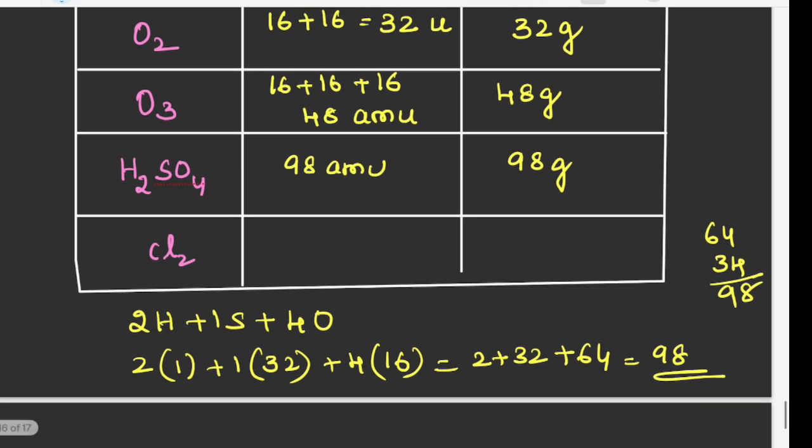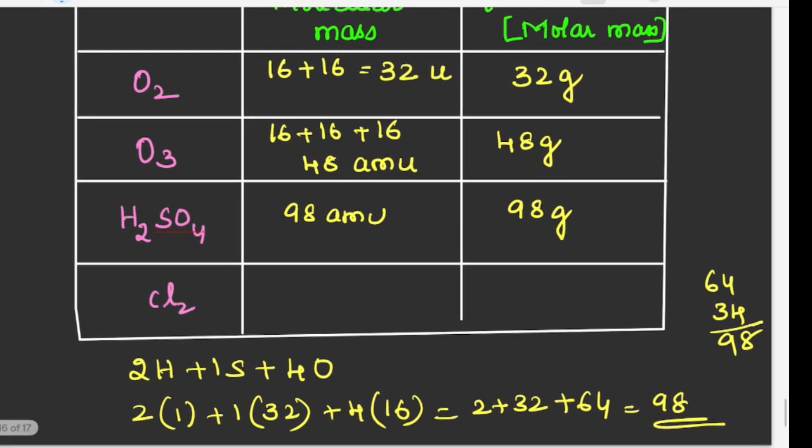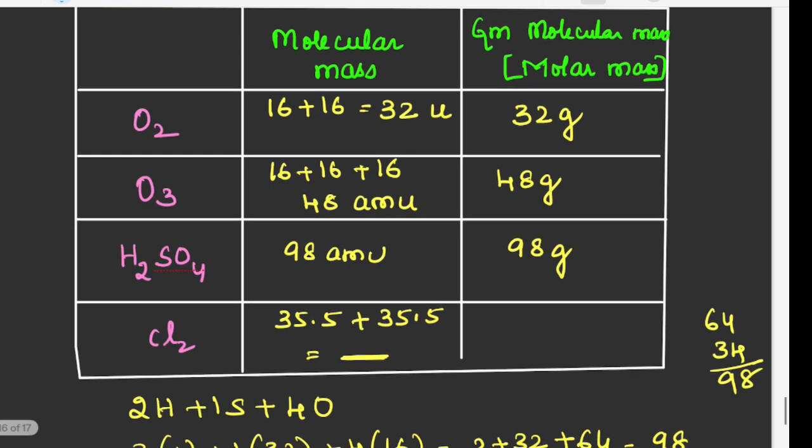Next for chlorine. Chlorine I want you to try. Here 2 chlorine atoms are there. The mass number of chlorine is 35.5. So 1 chlorine is 35.5. Here we have 2 chlorine atoms, 35.5 plus 35.5. Add this, and that will give you the molecular mass. So write in the comment section how much you are getting, and also find their molar mass and write in the comment section. So students, is that clear?